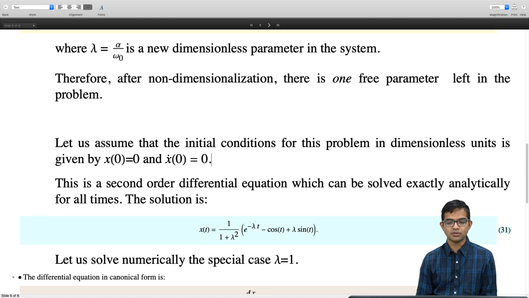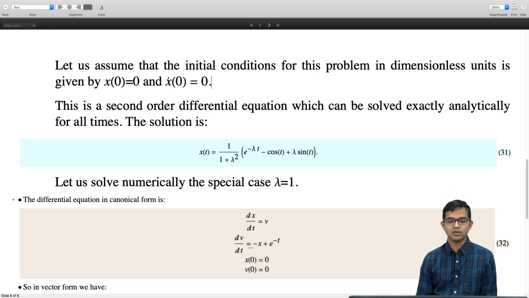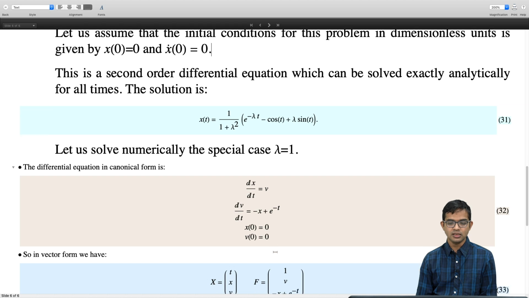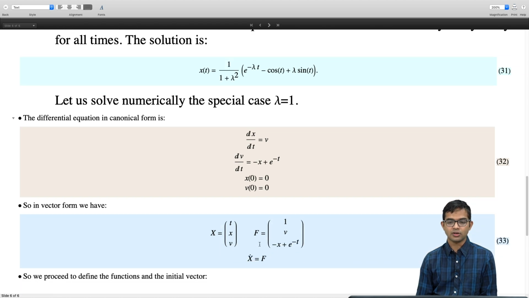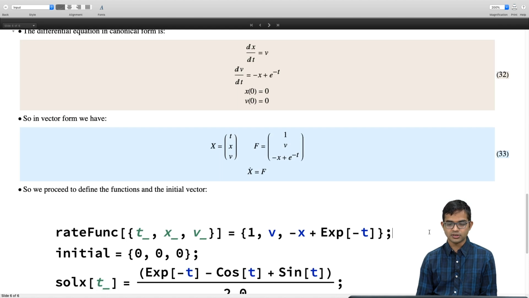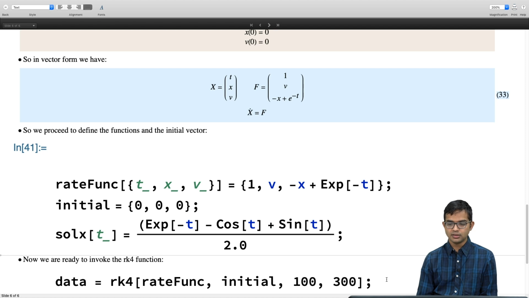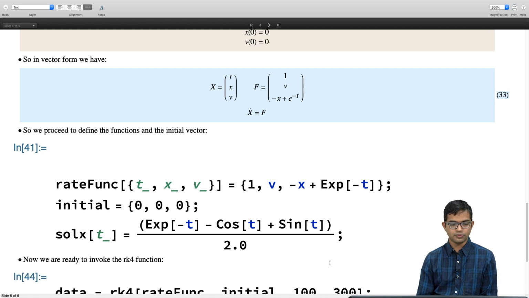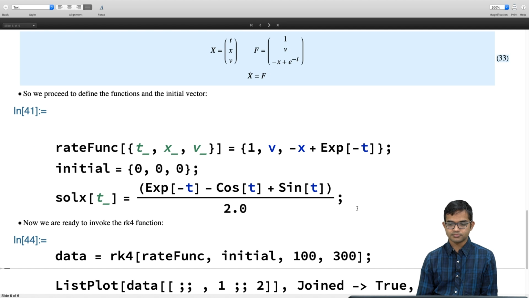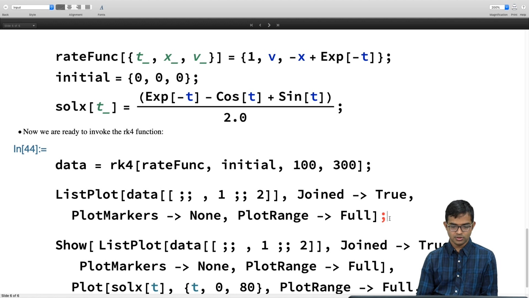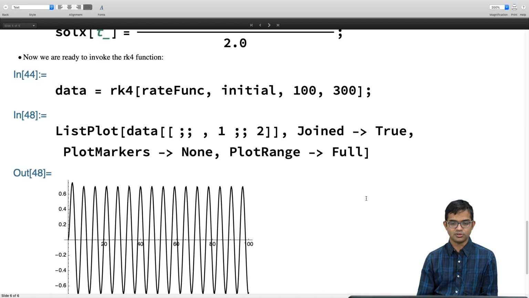Now that we have the solution, we will explicitly check this numerically: dx by dt equals v, dv by dt equals minus x plus e to the minus t. We recast it in the canonical vector form like here, and then we have the rate function, initial vector, and the solution all defined like here. Then we go ahead and invoke the RK4 routine. Let's see what the solution looks like. So the solution looks like here.